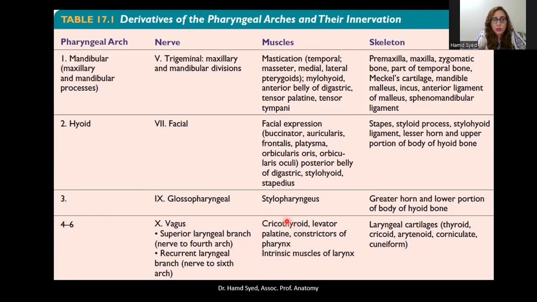And the muscles which are supplied by these are superior laryngeal branch supplies cricothyroid, levator palatini, and constrictors of pharynx, whereas the rest of the intrinsic muscles of larynx are supplied by the recurrent laryngeal branch. So you can see the muscles which are derived from the specific arches will be supplied by the respective nerve of that arch.